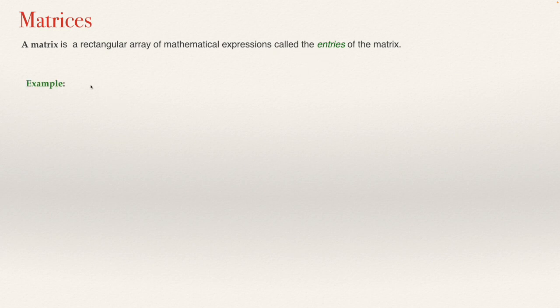For example, a matrix could be like this, an arrangement of numbers. So whatever mathematical expressions, in this case numbers, because this is a rectangular arrangement, this arrangement will be in rows and columns. So this will be a matrix. Or for example, could be something like this. A rectangular arrangement, so in rows and columns of mathematical expressions.